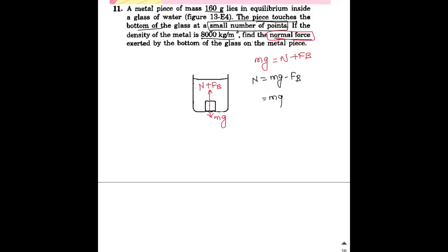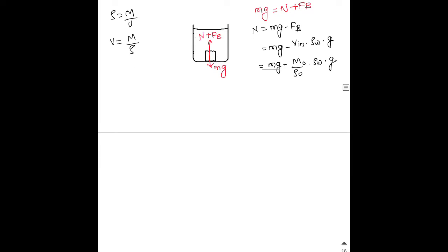Now Fb would be volume immersed into density of water into g. We are not aware of the volume, but we know density is mass upon volume, so volume would be mass upon density. So we can write mass upon density of the object into density of water into g. If I take out mg as common, it becomes mg times 1 minus density of the water upon density of the object.